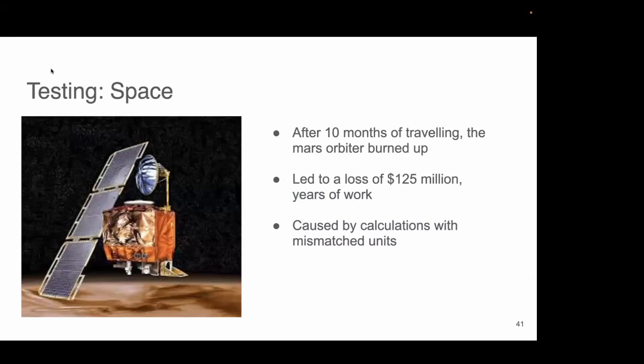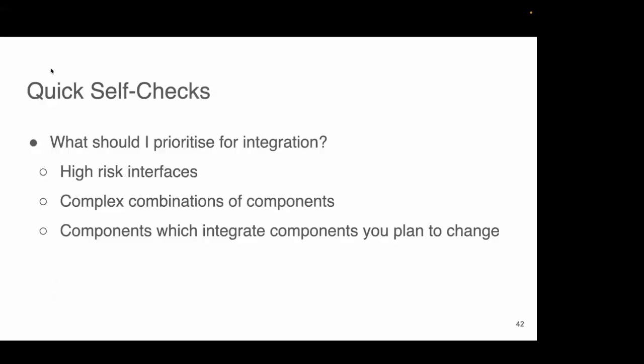So you can argue that testing saves years of your life. This was caused by a mismatch between the units that were used to calculate the acceleration. So they had a mismatch in units, so the calculation for the acceleration was wrong, and it led to the burnout of the orbiter and a loss of 125 million.